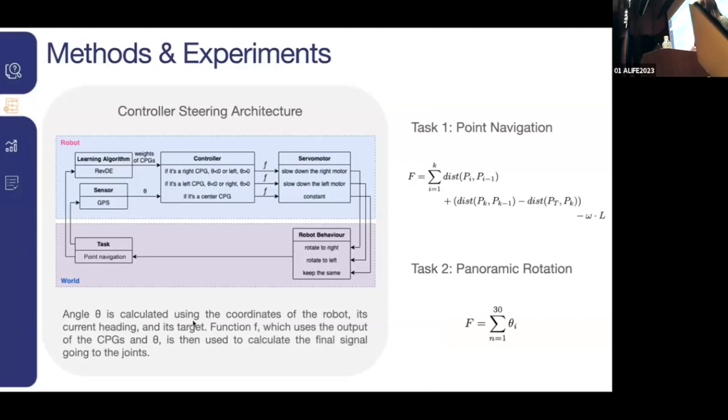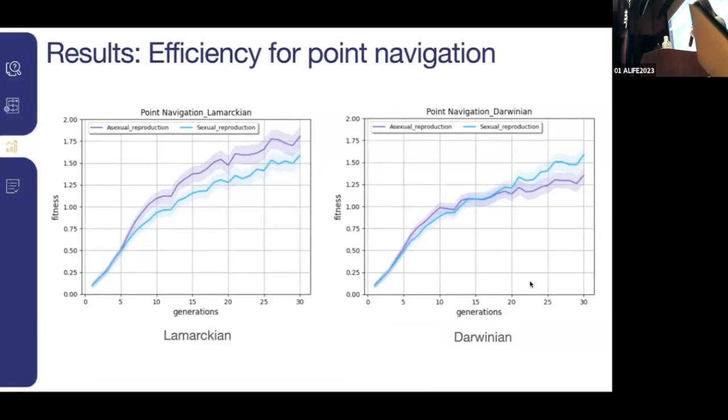With regards to the experimental setup, there are some technical details, such as how to design the closed-loop controller to steer servo motors, or how to design the fitness function to fulfill the tasks, such as point navigation and panoramic rotation tasks. Due to the time limitation, I will not cover them here. If you are interested, please check out the paper. They are explained in detail.